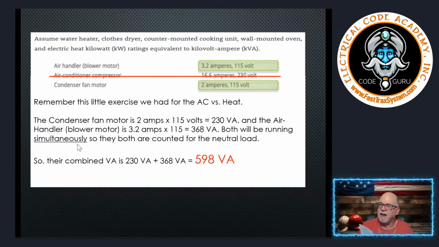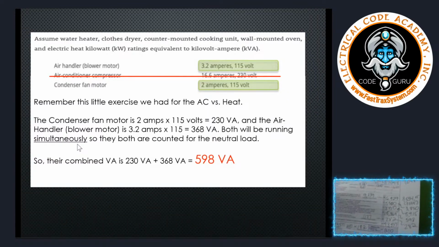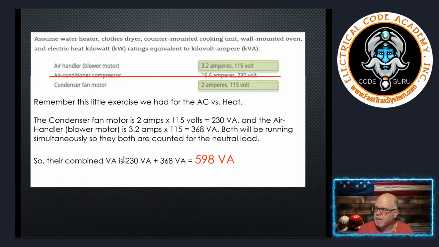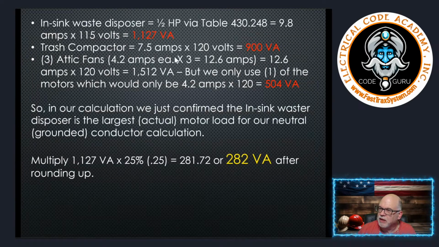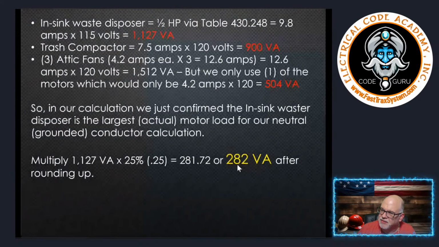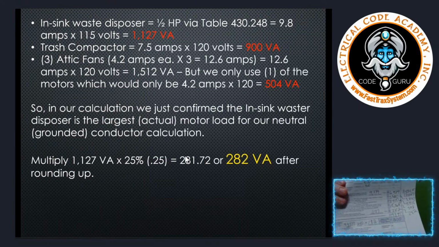And there's the air handler and the condensing fan, the 585. As you can see, that's what we got down there. You can see it under that 5915. Check. And that largest motor that we still have to take into consideration, don't forget that. We looked at it all, and again, it was the same situation when it came to neutrals. The largest motor was the same as before, the in-sink waste disposer. That's where that 282 came from, and as you can see, that is our value down there.